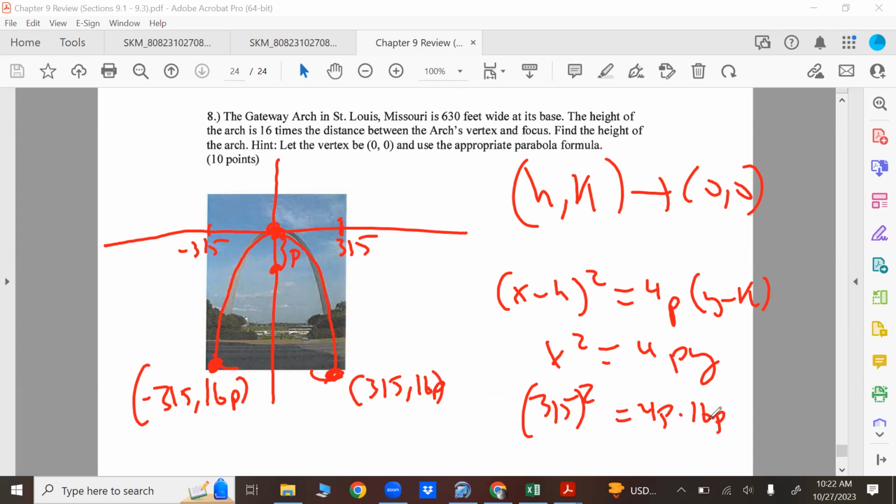So I need to calculate this. 315 squared is, and the answer is pretty impressive when we see how much engineering went into this. So p squared is some crazy number, 1550.390625. If I square root that, what do I get? 39.375.